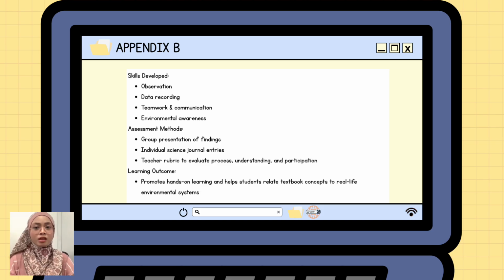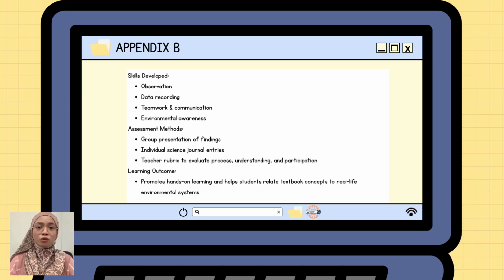In Appendix B, we included a hands-on activity titled Building a Mini Ecosystem in a Bottle. The objective is for students to observe how living and non-living things interact in a closed system. They use simple materials like soil, plants, and insects to simulate an ecosystem. Over 7 days, they record observations such as plant growth, condensation, or insect movement. This activity promotes real-world learning and critical thinking.